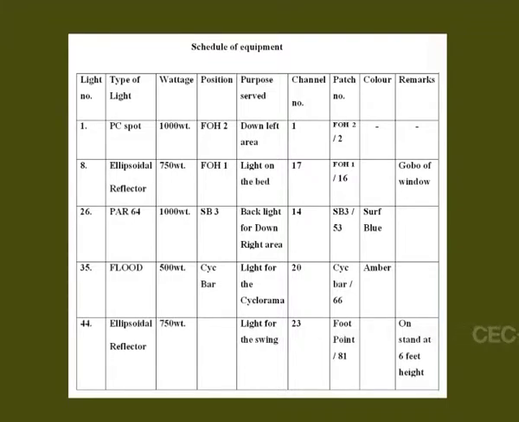You must find that in one way you are cross-checking your lighting plot. The purpose served column will help the technician during the focusing session. The channel number is related with the console. The patch number is the dimmer number of that particular equipment and channel. You may not mention the colors in the lighting plot, but you have to mention it here.